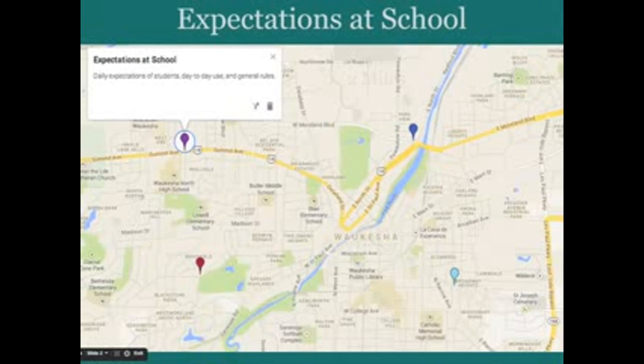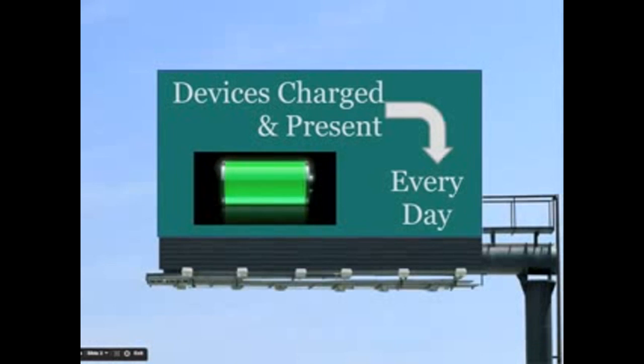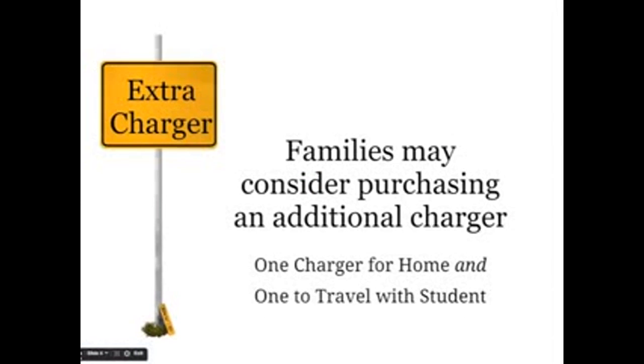In this, we focus on the daily expectations of students, day-to-day use of the device, and general rules while at school. The first expectation we have of our students is that the device comes to school charged and it is present each day. The device is going to become an important part of a student's learning environment. As a result of that, a student who comes to class without their iPad or without having it charged is very much like a student who came to class without their materials, a writing utensil, or their textbook before iPads were available. So it's very important that students come to school with those each day.